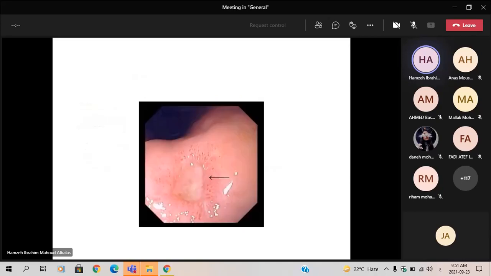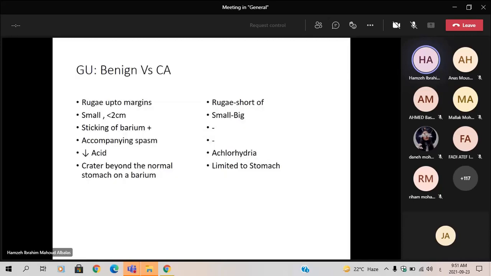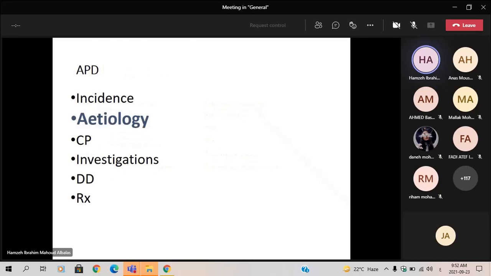In the image presented, we have to know that there are images presented with benign or malignant ulcer. As an example, the benign ulcer, maybe it's small, sticking to the barium, accompanying the spasm, maybe it's due to decreased acid. The other may be malignant, which is large, maybe large, attached to the stomach, perforation, fungating masses, a long amount of rugae of the stomach.